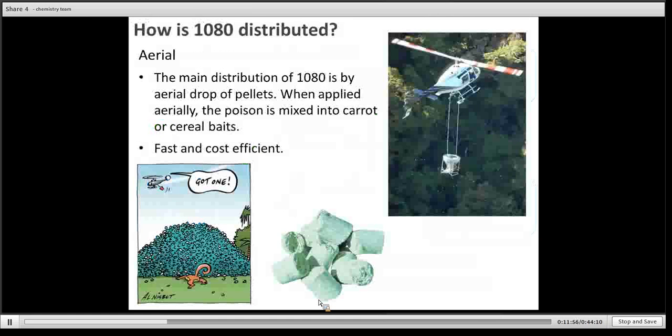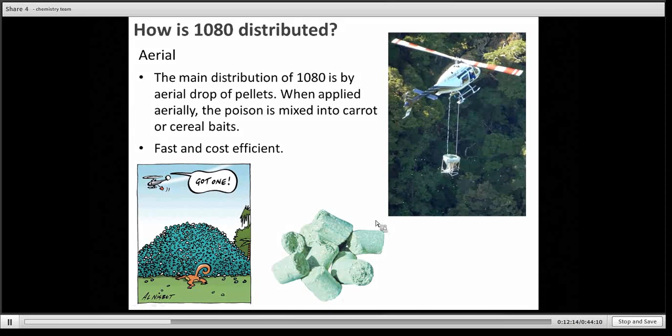Right, so we've looked at why New Zealand needs pest control and what 1080 is and how it's made. Now we look at how is it distributed. So you'll see this picture on the right. The main distribution for 1080 is aerial, and you'll notice these are these pellets. We'll discuss these pellets in a bit more detail later.